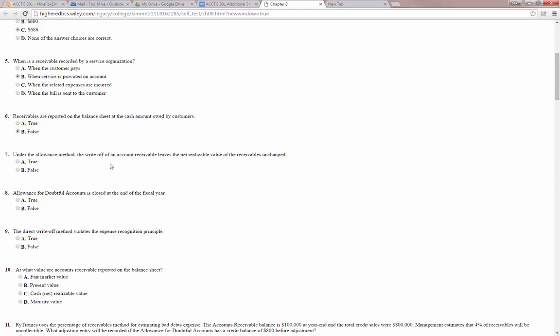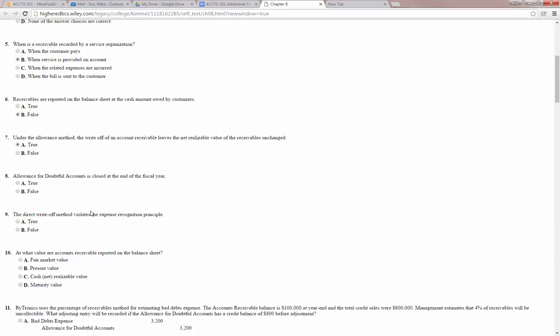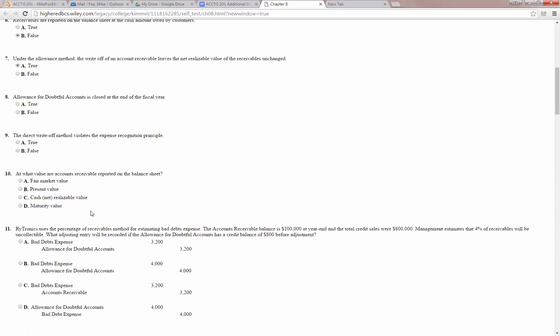And the way we do that is by both reducing the account receivable, or crediting the account receivable account, and reducing the allowance for doubtful accounts, or debiting that account, which in essence leaves the total net realizable value the same because we subtracted the same amount from our account receivable and from the allowance for doubtful accounts. So that is true.